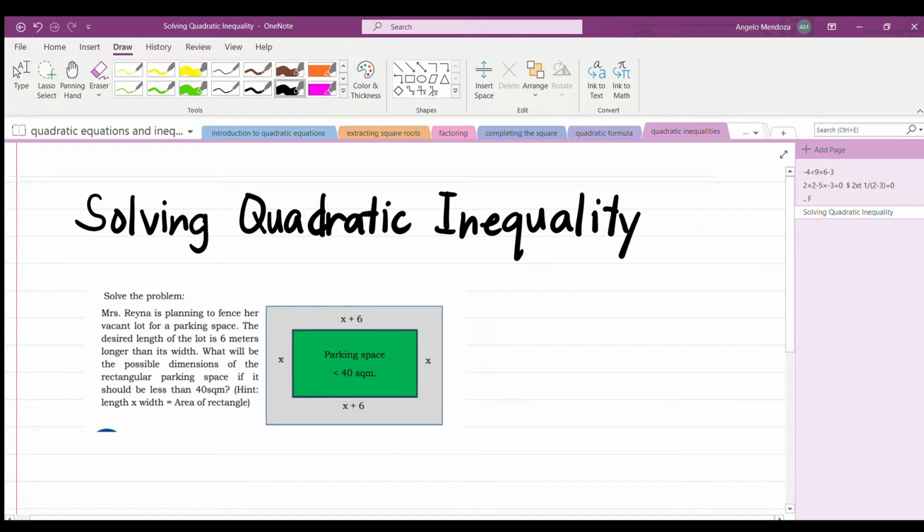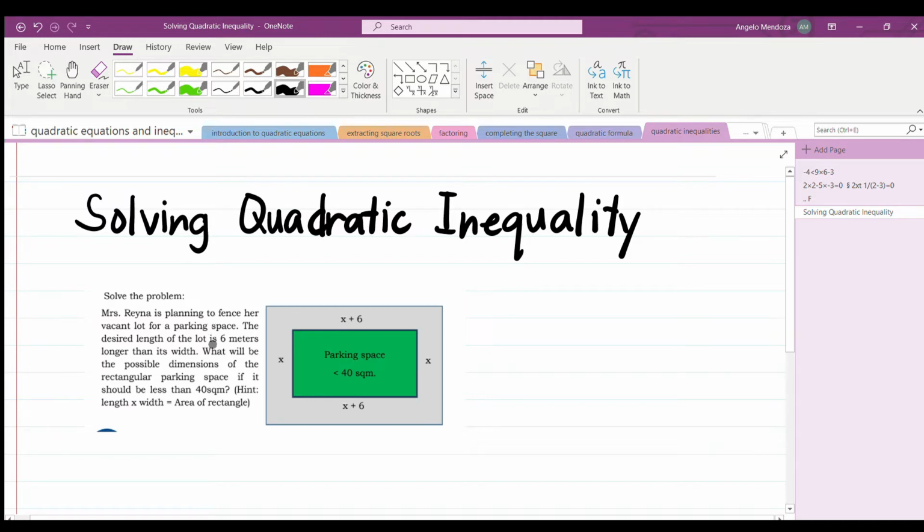So we're going to solve a quadratic inequality. Actually, this is a word problem that involves a quadratic inequality. This problem is taken from the PIVOT module. So let us try to solve. Let us first read this problem.